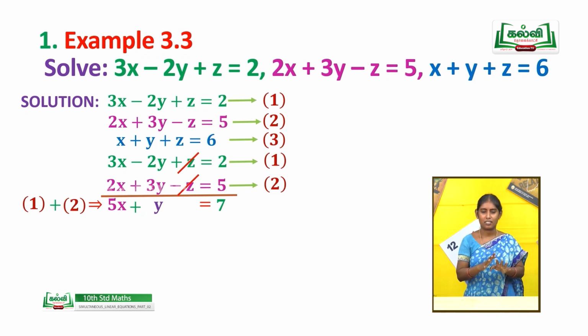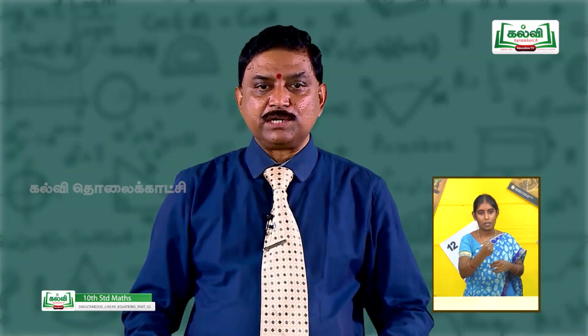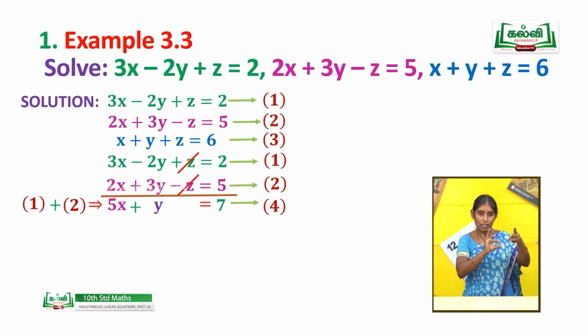Very simple. But it has 2 variables, x and y. So take this also as a new equation. Already we had 3 equations. So now, being a new one, you can give it a name as the 4th equation. You have to take it as equation 4. So what is the new equation now? After adding equations 1 and 2, we got 5x plus y equal to 7. Take it as equation 4.